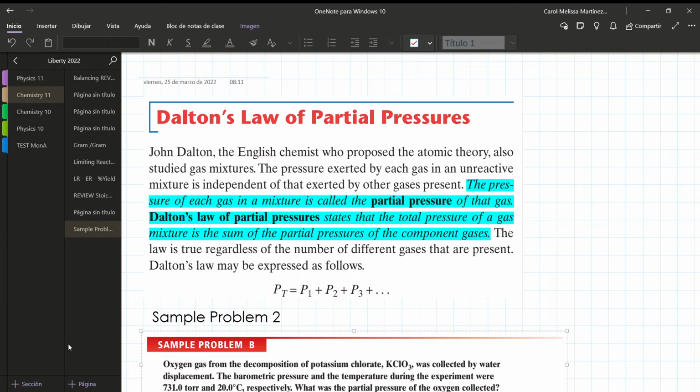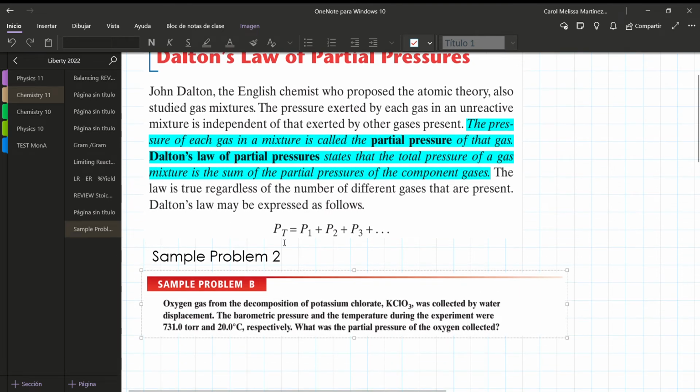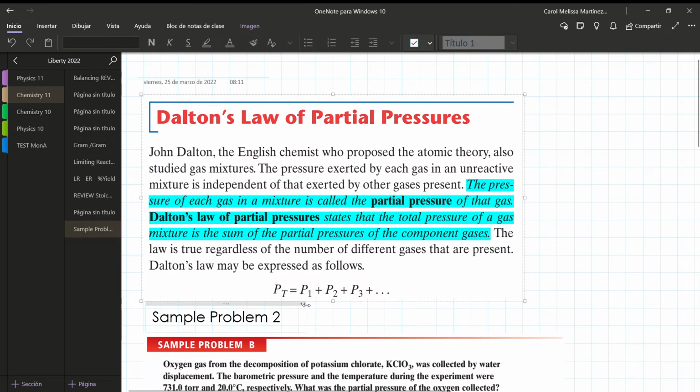So, this law is going to be expressed, as you can see, that says the total pressure PT is equal to pressure 1 plus pressure 2 plus pressure 3, etc. Which means that, by definition, the total pressure is the sum of the partial pressures of the gases. If I have 5 gases, I'm going to add the partial pressures of the 5 gases. And the addition of the 5 gases is going to give me the total pressure.